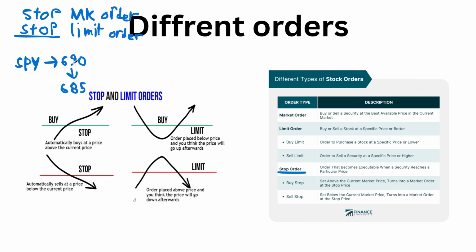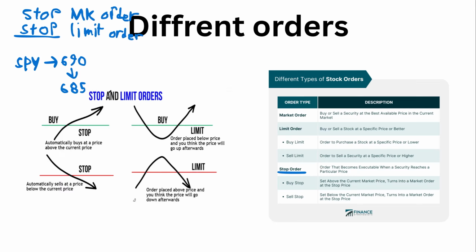So say you're in a long at 690, and if price goes to 685, you don't want to take any more losses, or essentially your technical analysis says it's going to go down further. You can then put a stop market order at 685, and what this will essentially do is wait for price to come to the 685 area, and then it'll make the actual order.